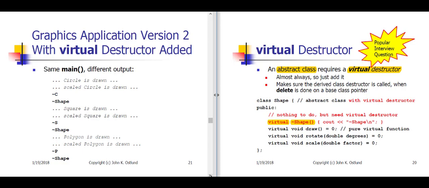Then the circle will be scaled by a factor of 2, and we'll see that circle drawn on the screen. Then we have the delete of that pointer. So notice that we see the derived class destructor called first, and we see tilde C indicating that the circle destructor has been invoked. And then the base class destructor is also called. So we see the tilde shape message displayed by the base class destructor.